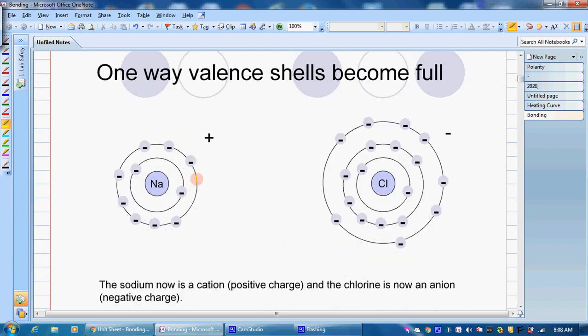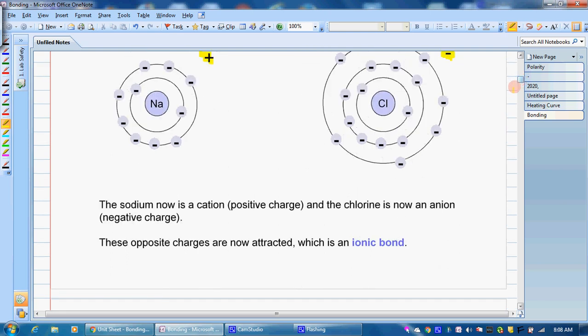So remember, when sodium loses that electron, its charge becomes positive, and when chlorine gains that 1 electron, it becomes negative. So now we have a negative and a positive ion, and these come together and make an ionic bond.